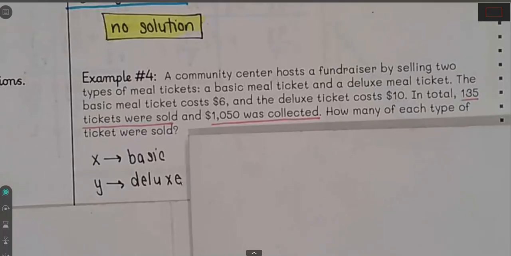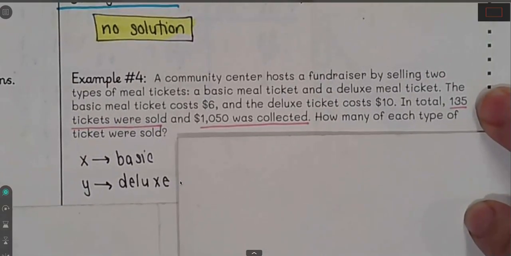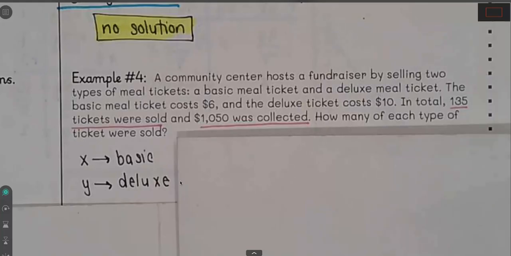Starting off on example number 4, and I believe after this we just have the last page. Example 4 says, a community center hosts a fundraiser by selling 2 types of meal tickets, a basic meal ticket and a deluxe meal ticket. The basic meal ticket costs $6 and the deluxe meal ticket costs $10. In total, 135 tickets were sold and $1,050 was collected. How many of each type of ticket were sold?